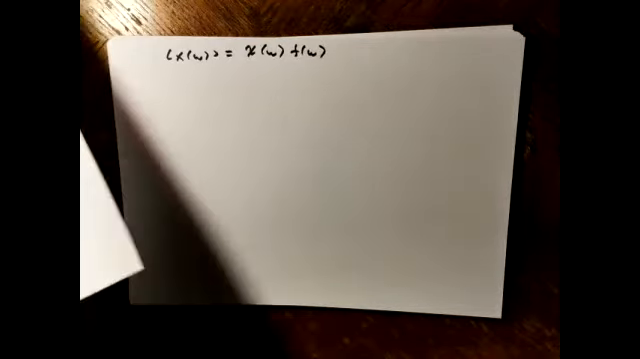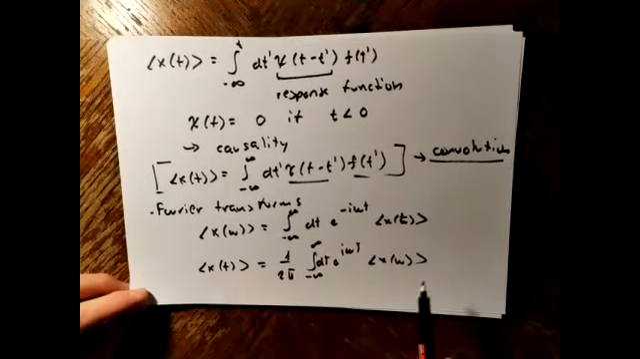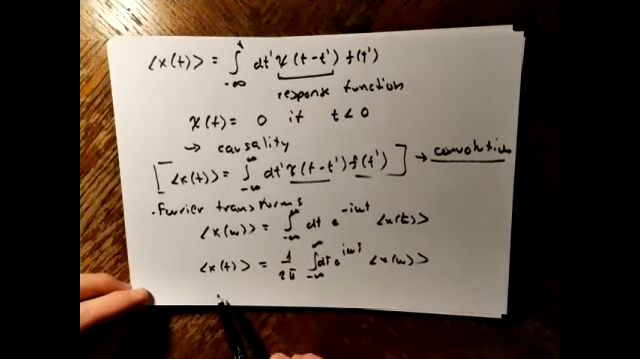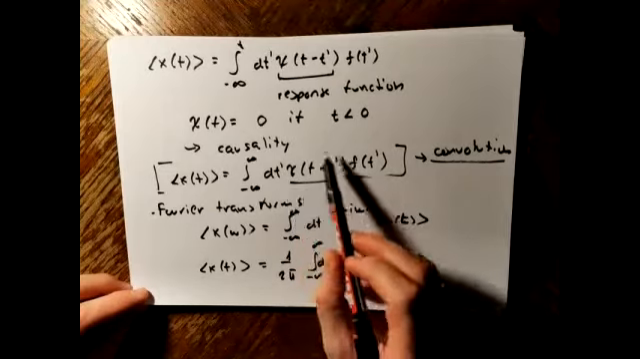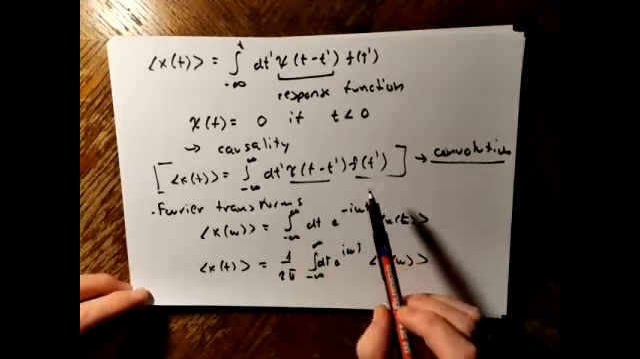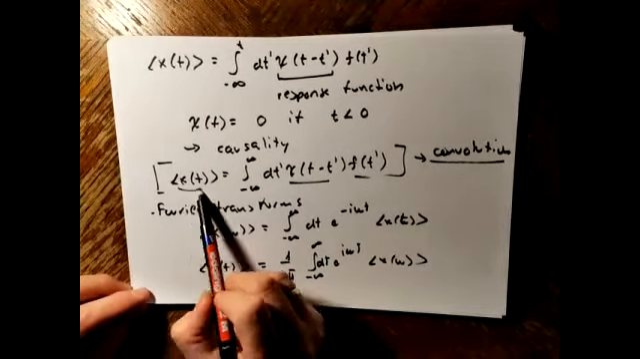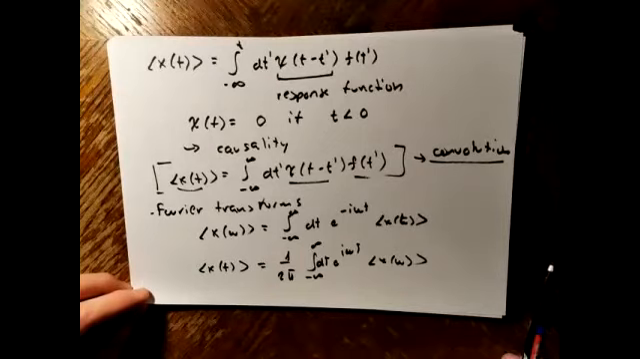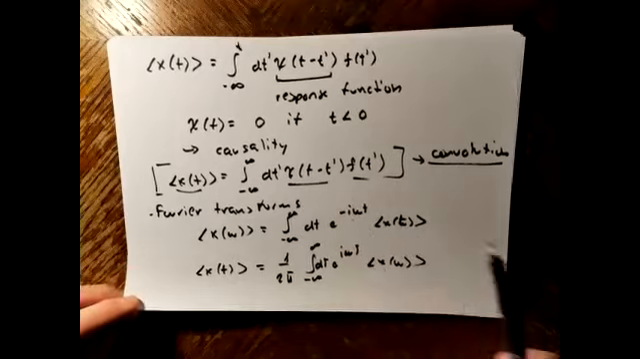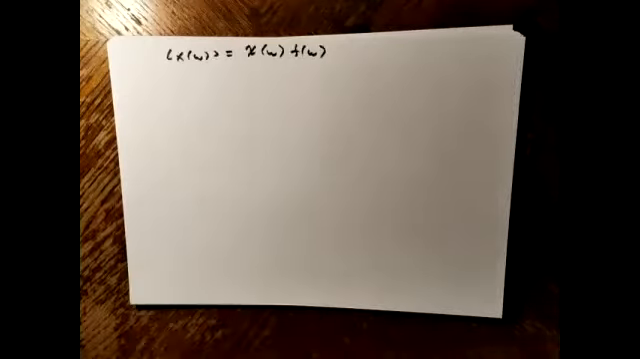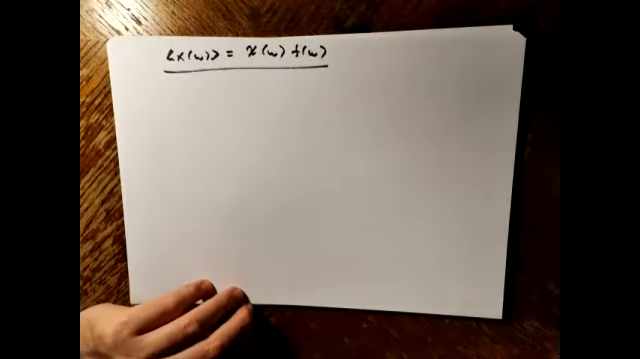So basically the Fourier transform of the response, this averaged x of t, is simply the Fourier transform of the response function times the Fourier transform of the force. Sorry, I should really say it like this: the Fourier transform of the average displacement is the product of the Fourier transform of the response function times the Fourier transform of the force when we are in frequency space. Okay, so this is true.